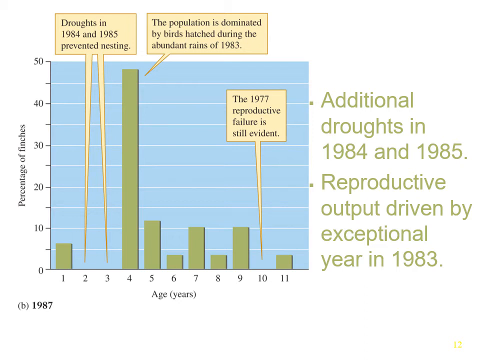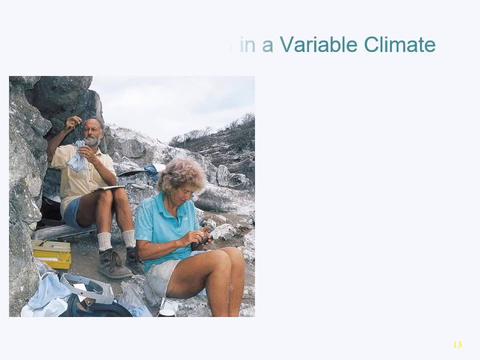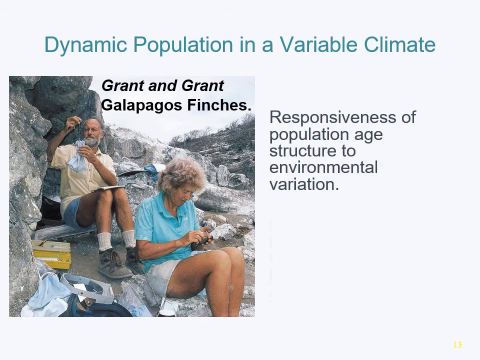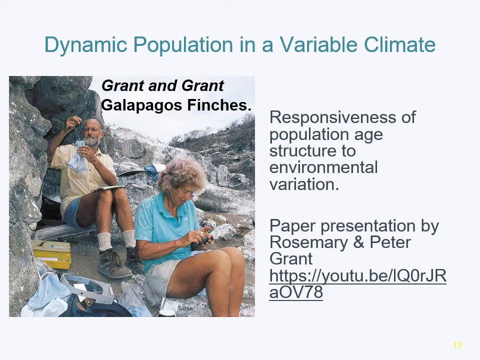We can also see there was no 10-year-old finches. Remember 1977, that was that drought we just talked about. So this was 1987, 10 years later, there's no finches in that age group. So this is showing you the responsiveness of looking at the population age structure to variation in the environment, and you get a lot of information out of this.